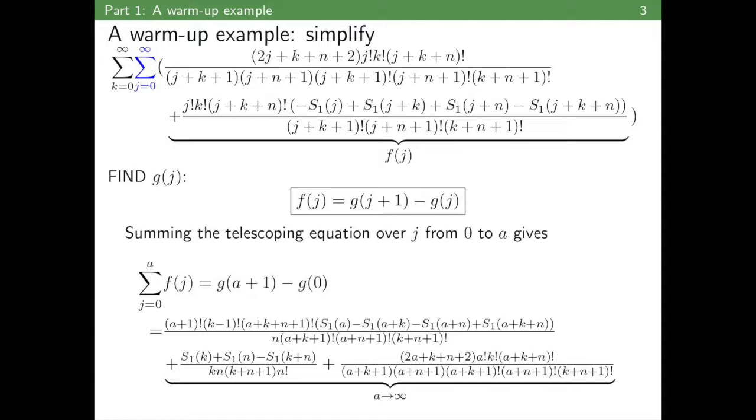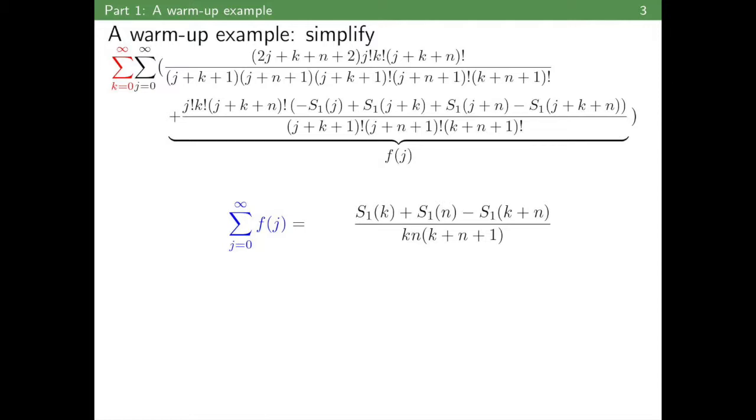Using the fact that the harmonic numbers behave like the log in the asymptotics, one can see that the expressions which depend on a actually vanish. The denominator dominates the numerator, and in the end we get that simplification. So the inner sum can be written again in terms of harmonic numbers, but much simpler.